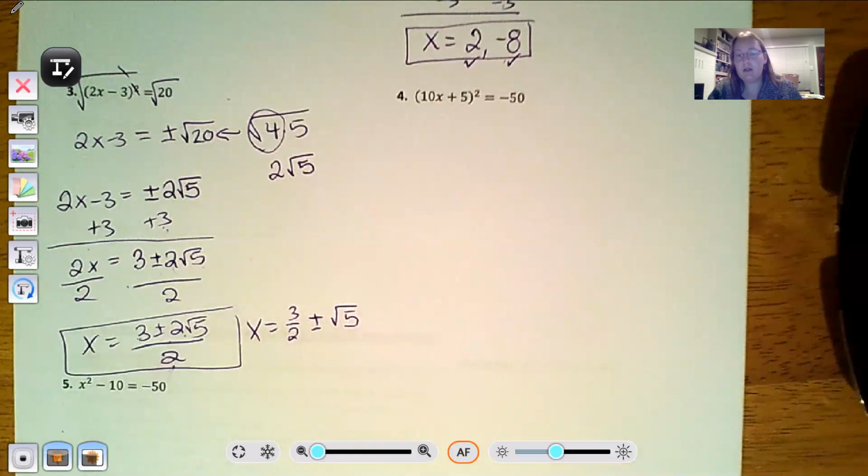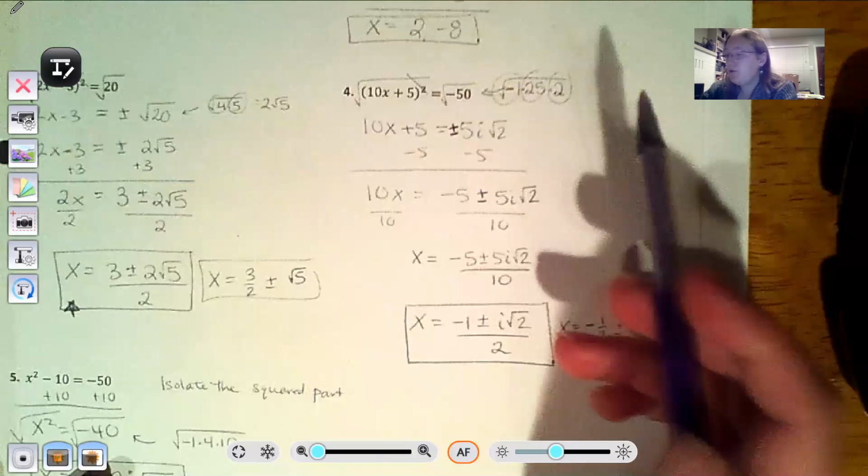So I'm going to project a few others to just briefly discuss. Number 4, I took the square root to get rid of the square.